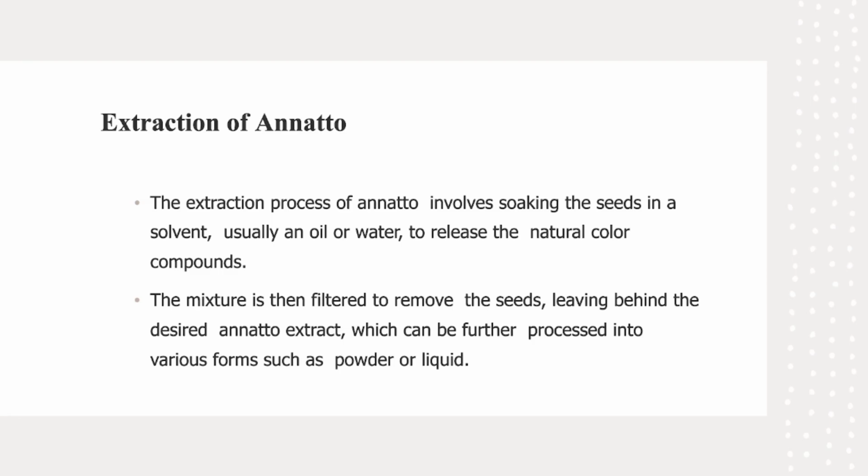Now, the most important part is the extraction of annatto. Because if we extract the annatto, then only we will get the annatto. The extraction process of annatto involves soaking seeds in solvent. That solvent can either be oil or water, which is mainly done to release the natural color compounds. The mixture is then filtered to remove the seeds, leaving behind the desired annatto extract, which can be further processed into various forms, such as powder or liquid, which we'll see as commercially available products.